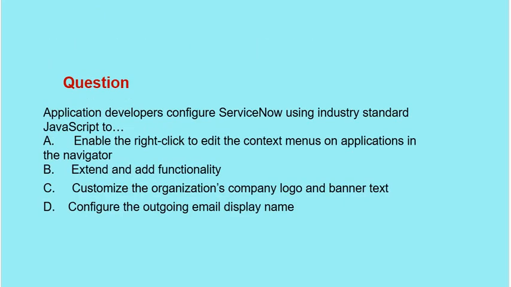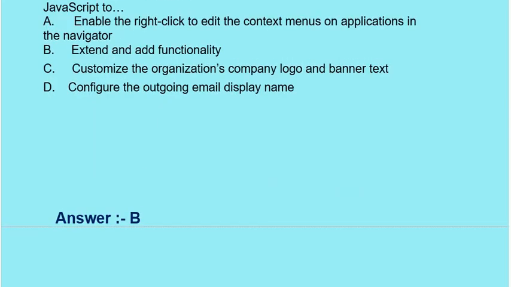Question is, application developers configure ServiceNow using industry standard JavaScript to: Option A, enable the right click to edit the context menus on applications in the navigator. Option B, extend and add functionality. Option C, customize the organization's company logo and banner text. Option D, configure the outgoing email display name. Correct answer is option B.